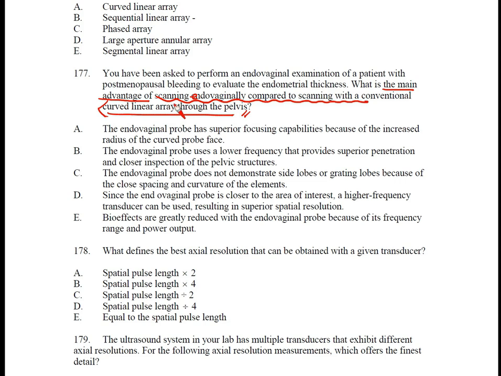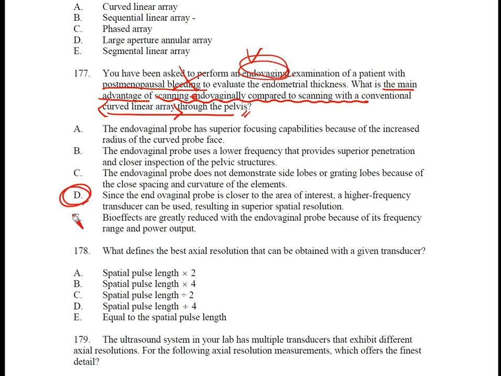Compared to the typical curved linear probe, when observing the pelvis with an abdominal ultrasound, there are two methods. One is viewing through the abdomen, and the other is inserting the probe into the vagina for a direct examination. Here, the question is asking what advantages endovaginal ultrasound has compared to the other method. As a result, I want to emphasize once again that even if you don't know these terms, it doesn't mean you can't solve the problem.